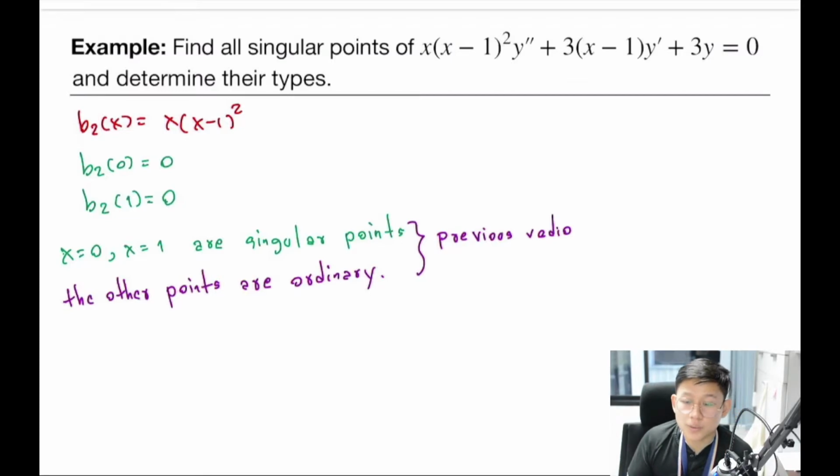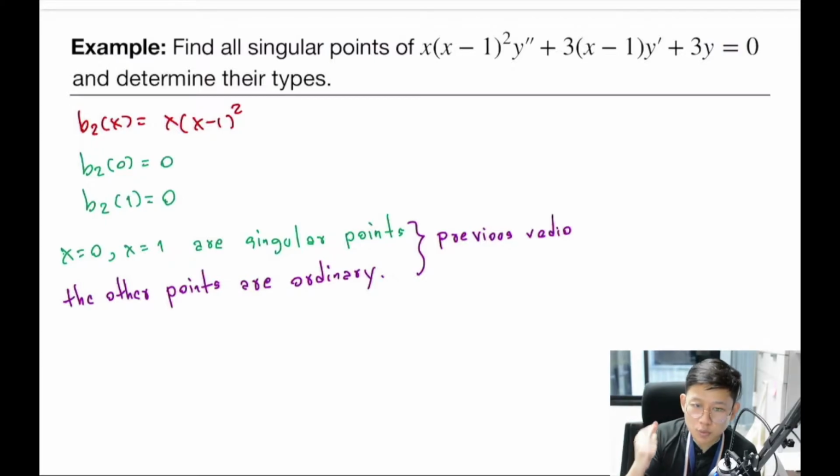Okay, when we begin chapter 3, sorry, section 3, the solution around the ordinary points. So right now I can say that x equals 0 and x equals 1 are singular points. And x equals 5, x equals 10, x equals 20, x equals minus 1, all those other points, they are ordinary points.